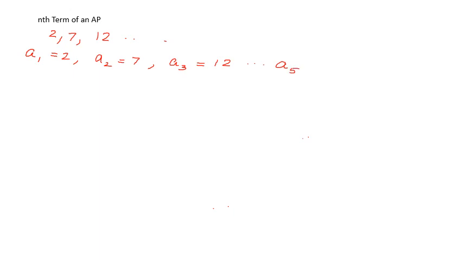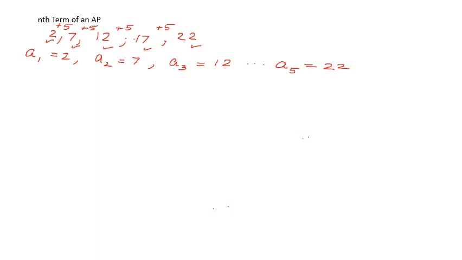Now I have asked you to find out what is the fifth term, A5. How do you get it as 22? Because 2 plus 5 is 7, 7 plus 5 is 12, 12 plus 5 will be 17, and 17 plus 5 will be 22. That is how you are calculating, isn't it? So A5 will be equal to 22. Is there any other way to find this?